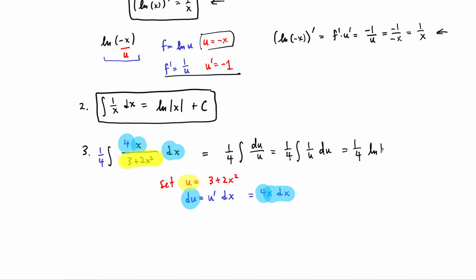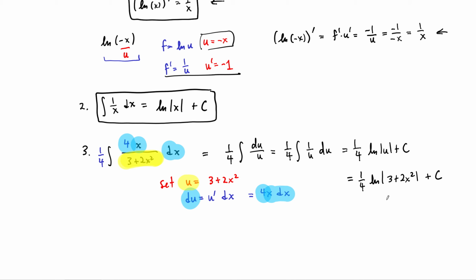This is 1/4 natural log of absolute value of u plus c, always plus c. And so for the antiderivative, we have to plug back in what our u is, right? The antiderivative is then 1/4 natural log of the absolute value of 3 plus 2x squared, plus c. This 3 plus 2x squared is always positive, so if you drop these bars, it's okay.